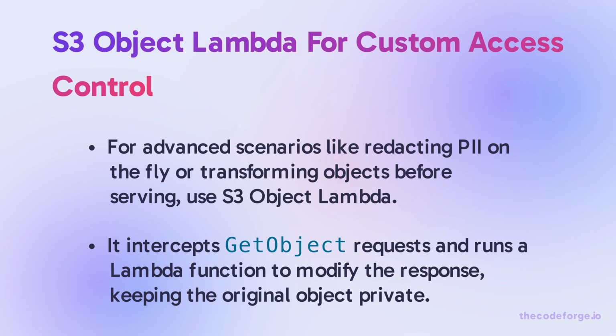For advanced scenarios like redacting PII on the fly or transforming objects before serving, use Simple Storage Service Object Lambda. It intercepts getObject requests and runs a Lambda function to modify the response, keeping the original object private.